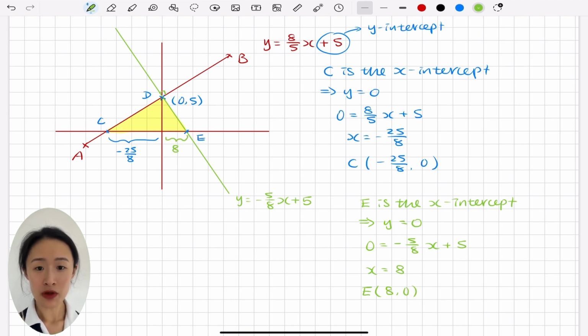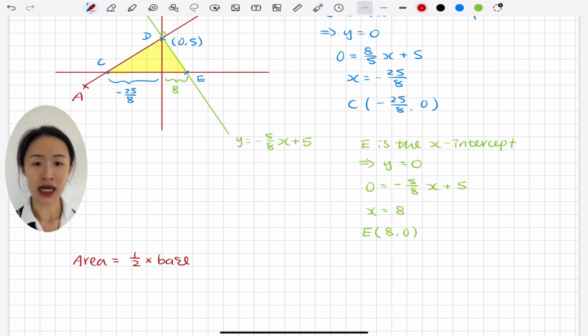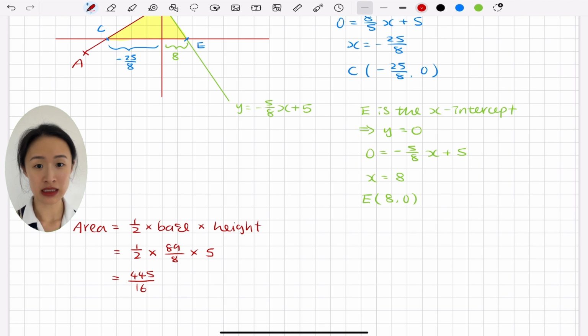Okay, so now we've got the base. The base is OC plus OE. That CE is my base. And what is my height? My height is OD, and we know what D is. D is 0, 5. Therefore, the height is going to be 5. So what I needed to do is to put that into the formula, half base times height, and then we can work out the area is 445 over 16.